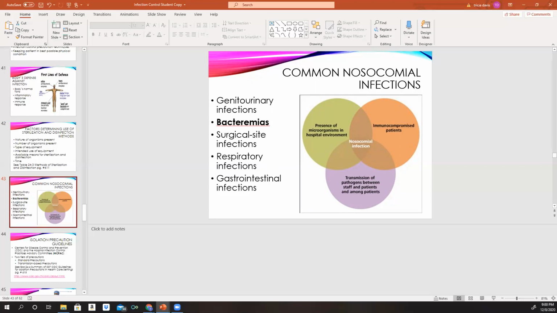So your surgical site infection, that would be the patient that had a knee replacement and they got an infection where they had their surgery incision. Then your respiratory infection, that could be the pneumonia that you develop. And then the gastrointestinal infections, an example of that would be the C. diff.